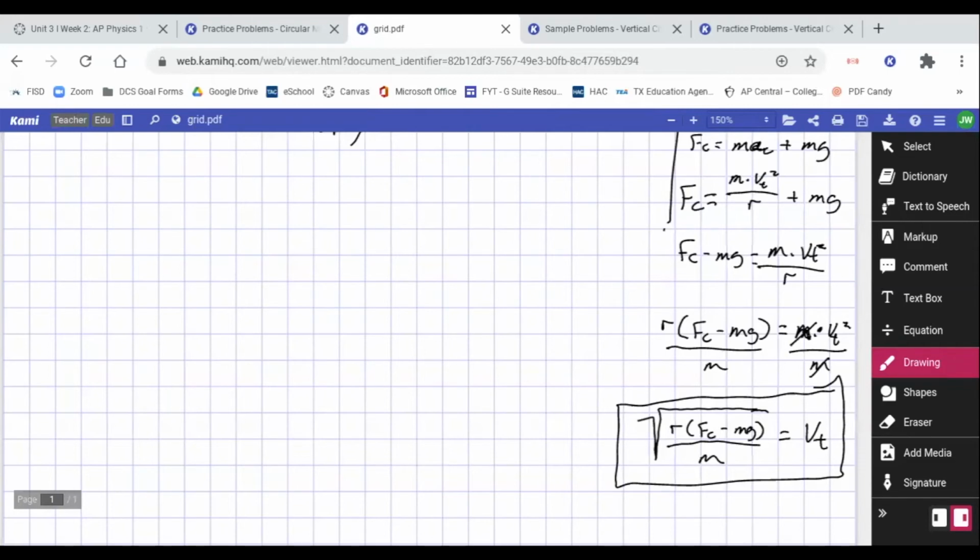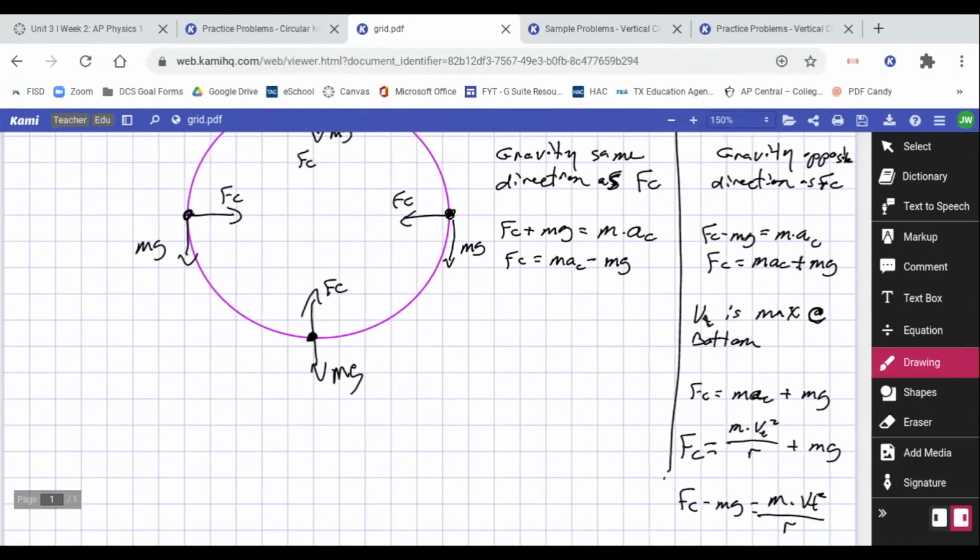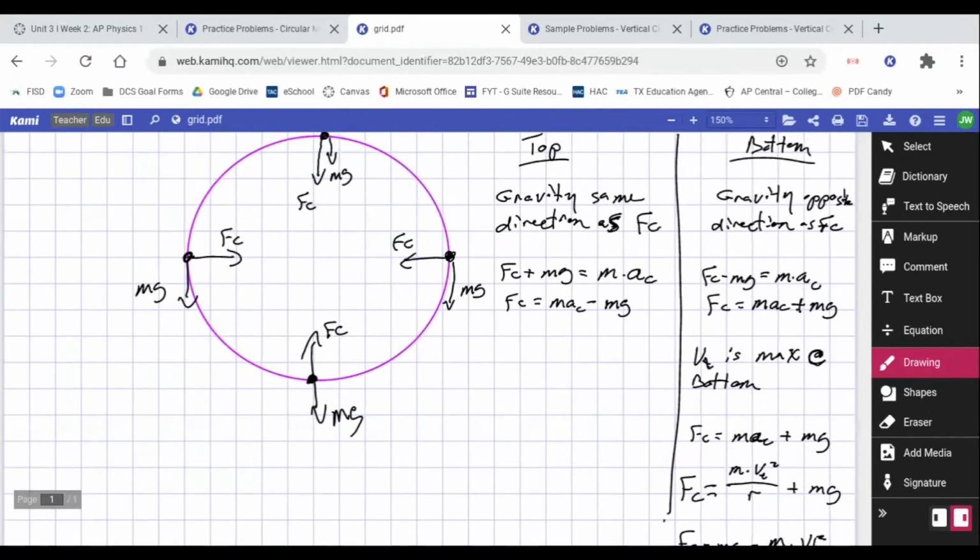Okay. So what we're going to do is we're going to come back up to the top and we're going to say, okay, we want to solve for velocity minimum without falling out. Okay. And then we can base that off of our formula that says it's FC plus mg is equal to MAC.